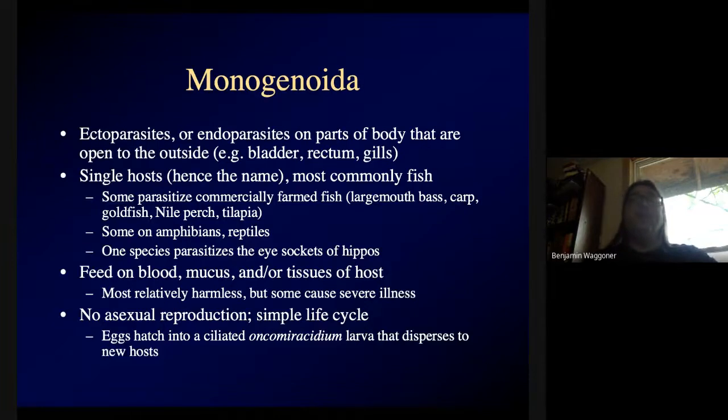The life cycle is pretty simple. You don't get asexual reproduction. The eggs just hatch into a ciliated larva that swims away and finds new hosts.